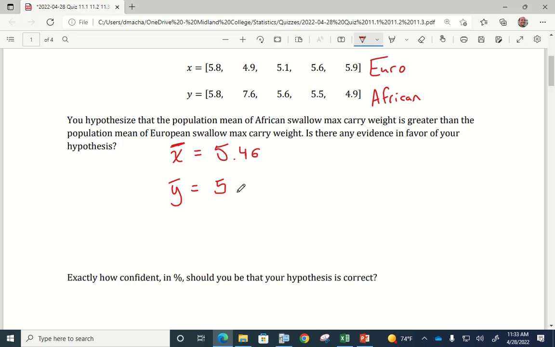So sure enough, at least the sample mean for the African swallows is higher than the sample mean for the European swallows. So there is some evidence. Whenever you ask the question, is there any evidence at all? Well, yeah, based on the data I've collected, there is some evidence because at least my sample mean for the African swallows was greater than the sample mean for the European swallows. How much evidence does this represent? We don't really know. That's the point of our hypothesis test.